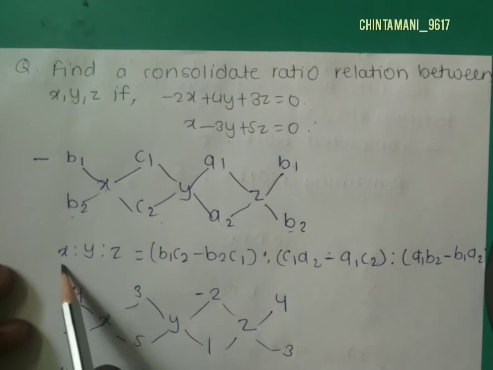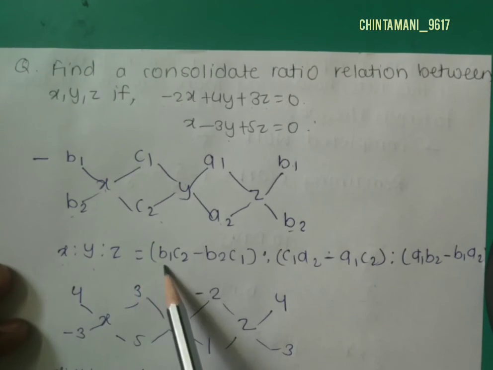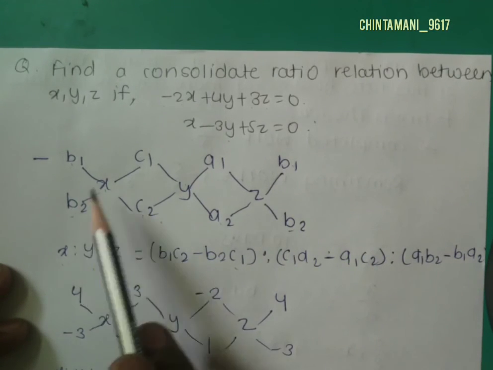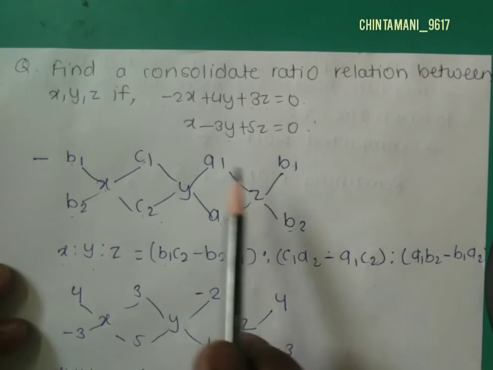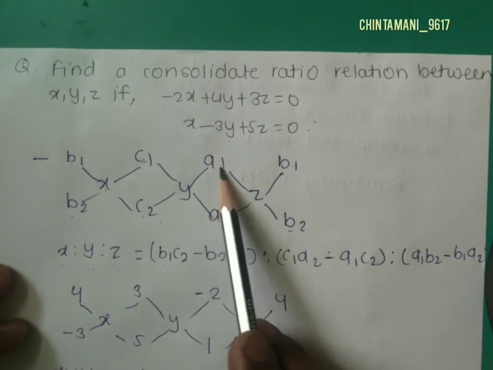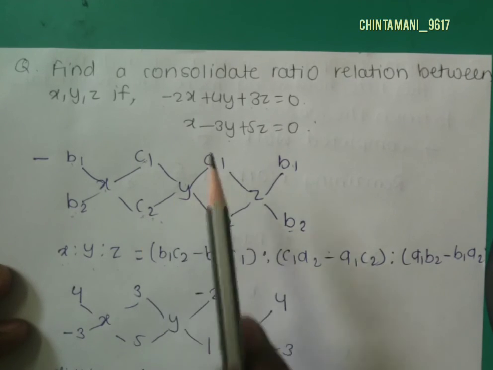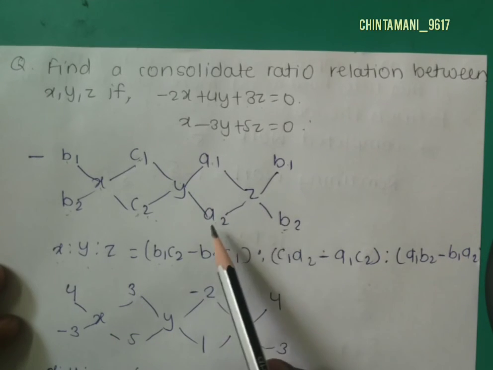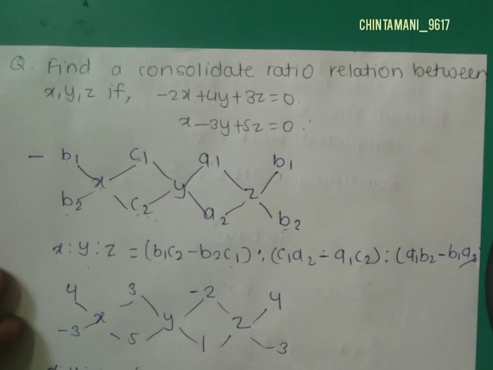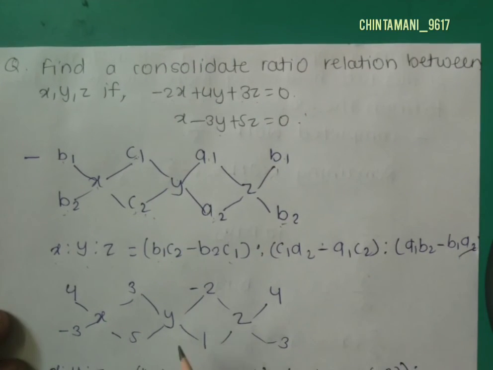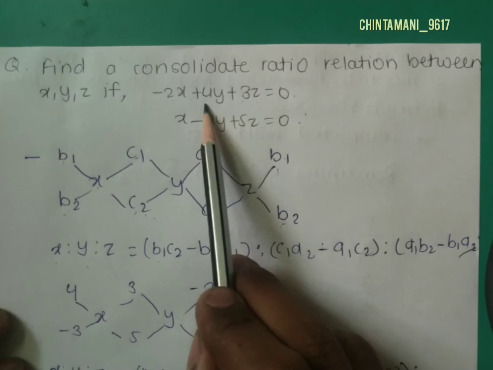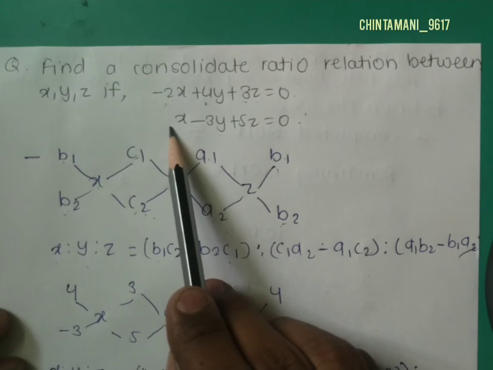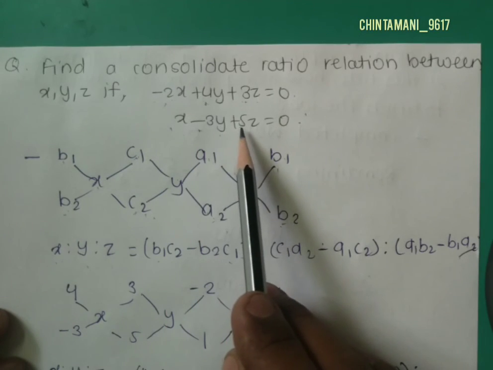We can write it as x as to y as to z is equal to b1 c2 minus b2 c1. Similarly for y it is c1 a2 minus a1 c2, or we can write it as c2 a1. Similarly for z we can write it as a1 b2 minus a2 b1. It is written here, so we just write it down in this format. What is our b1? That is 4, and c1 is 3, a1 is minus 2. Similarly a2 is 1, b2 is minus 3, and c2 is plus 5.